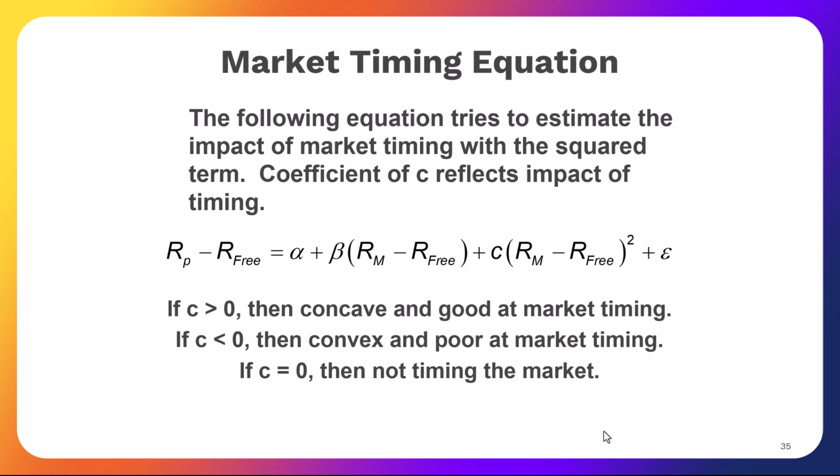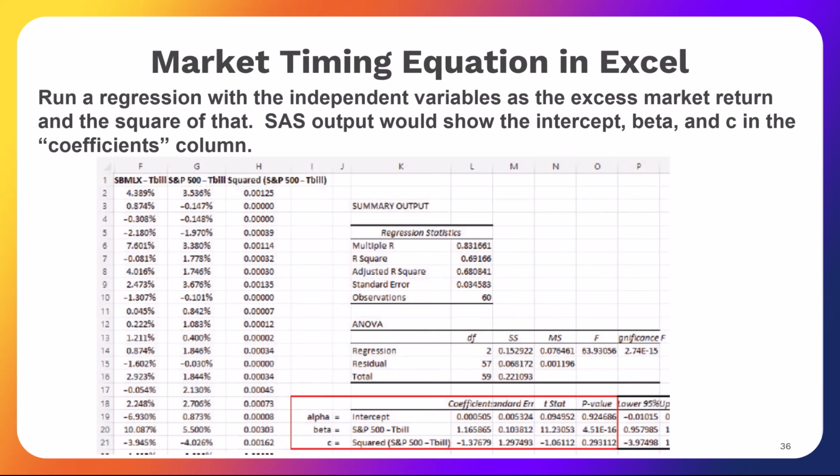Of course, since we're doing statistics, we also need to understand statistical significance. So let's look at this example. Here we have a mutual fund, SBM LX, I think that is, and the S&P 500. Here's the squared return, and then ultimately we want to run our regression.